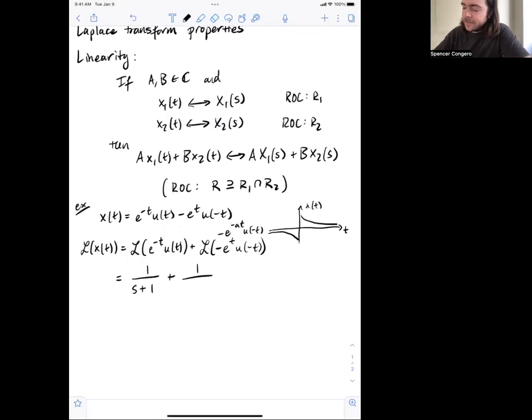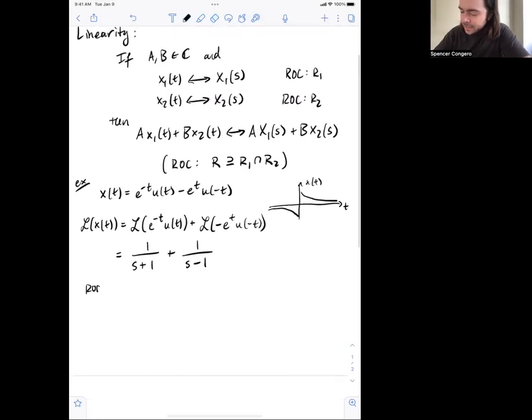And the Laplace transform pair with this was, again, 1 over s plus a. It's just here now, a has to be negative 1 because we have e to the t. This is s plus negative 1, which is just s minus 1. So that's just using Laplace transform pairs we've seen before.